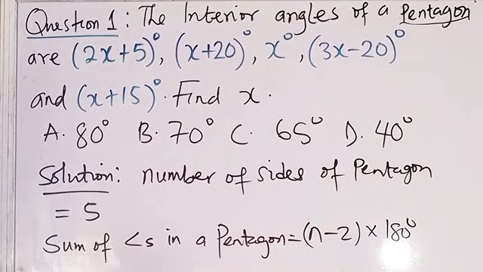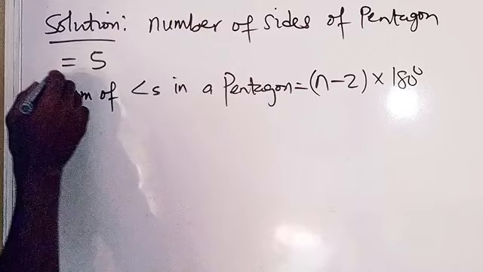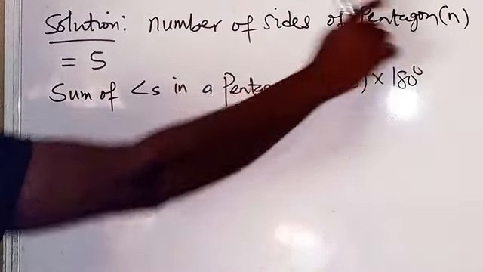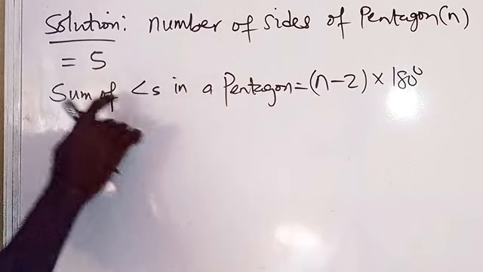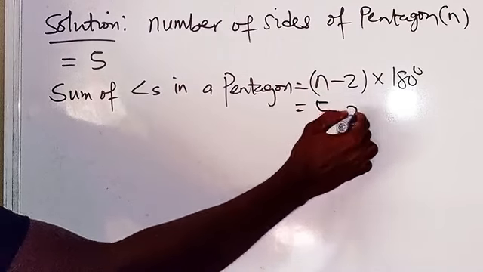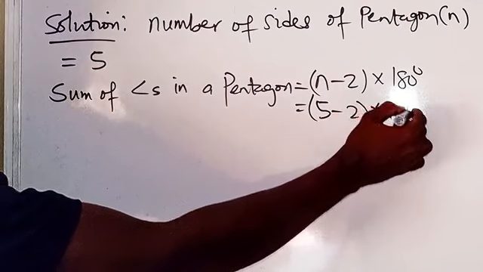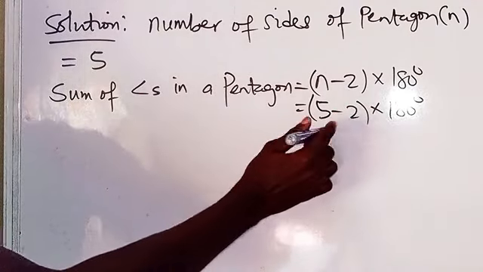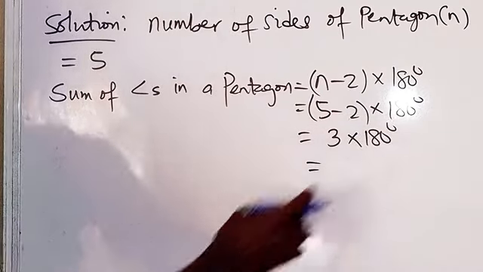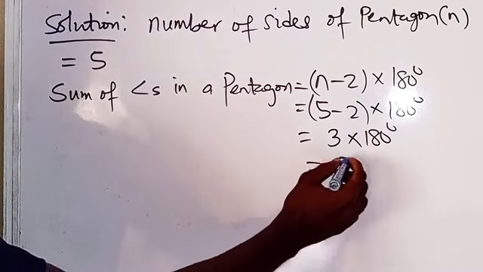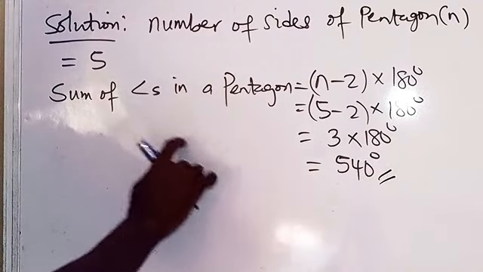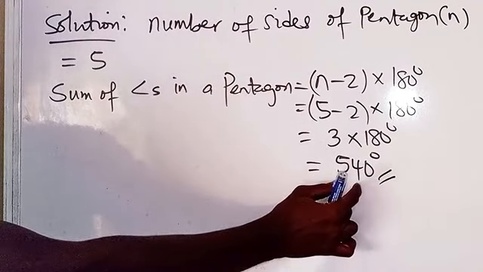That's the formula. Since we have n, let's represent the number of sides of the pentagon as n, which is 5. N is 5, so we have 5 minus 2, then multiply by 180 degrees. 5 minus 2 gives us 3 times 180 degrees, that's going to give us 540 degrees. So the sum of angles in a pentagon is 540 degrees.